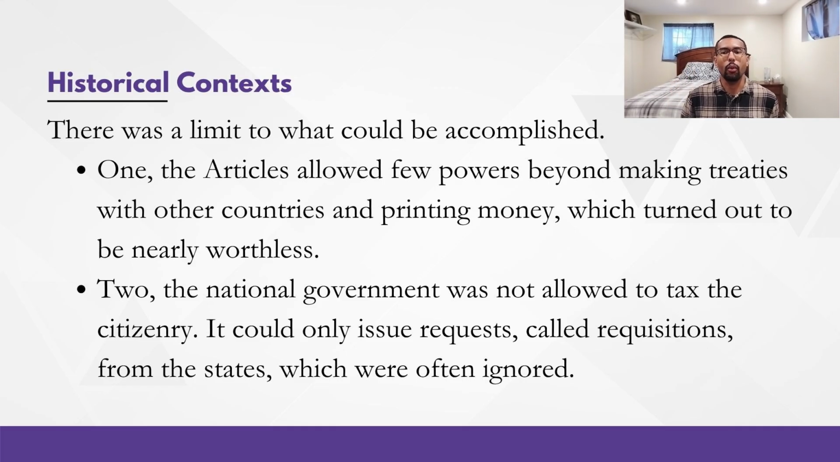It could only issue requests, called requisitions, from the states, which were often ignored. Consequently, the Treasury did not even have enough money to pay the soldiers who had won the Revolutionary War. In June 1783, 400 of those soldiers stormed Congress's headquarters in Philadelphia and locked the delegates inside. When the officials were finally released, they ran for their lives, conducting business in a series of temporary quarters in Maryland, New Jersey, and New York.